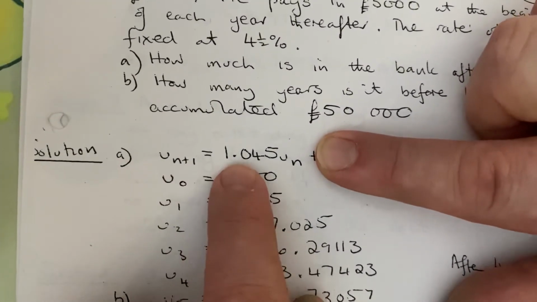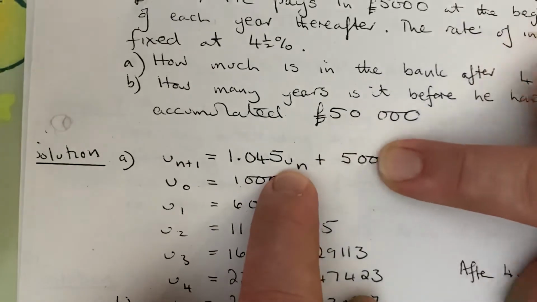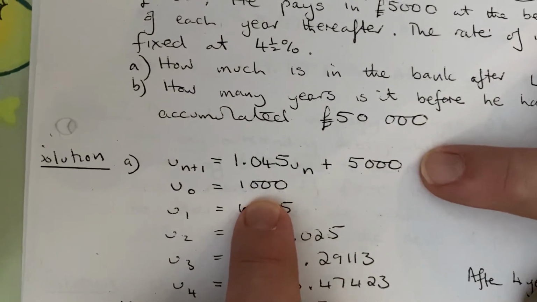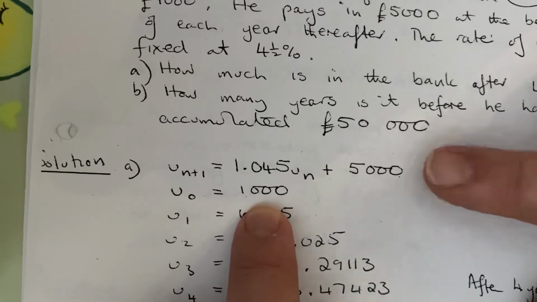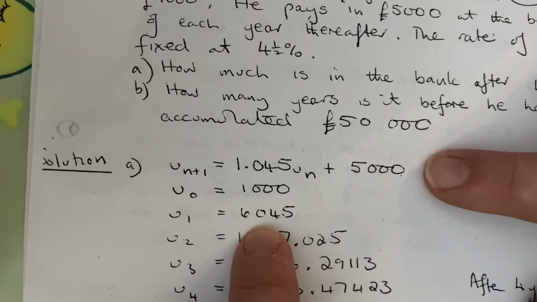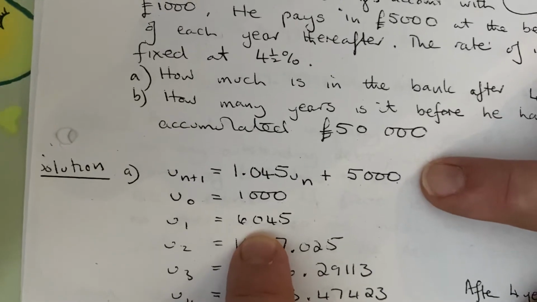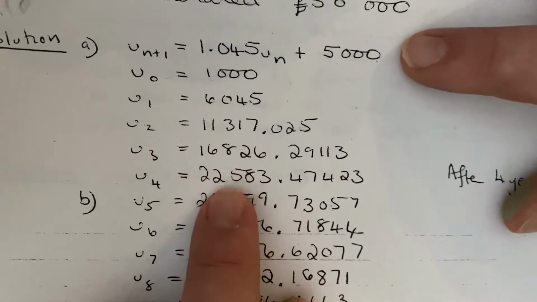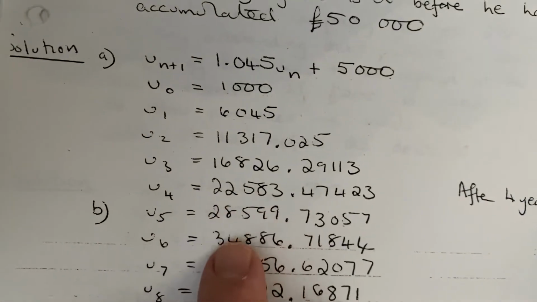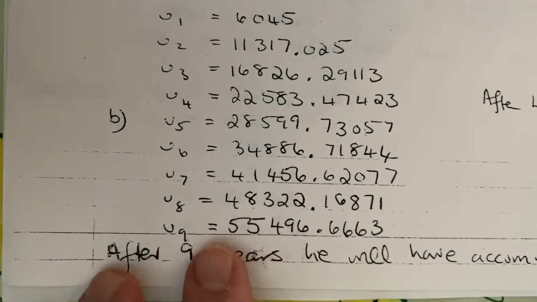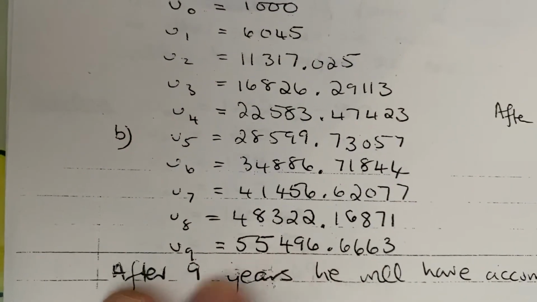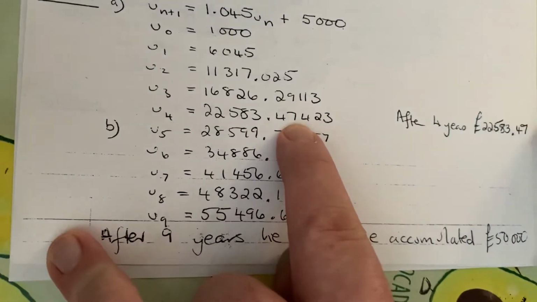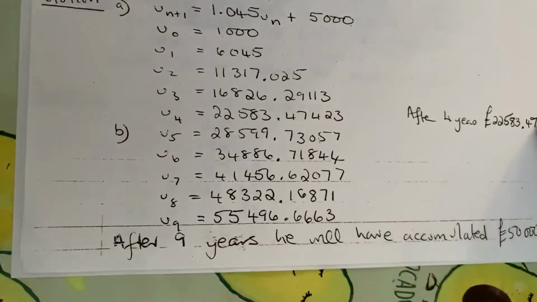Un+1 is 1.045 Un, but he's depositing £5,000, so plus another £5,000. So he initially starts with £1,000, so we do 1.045 times 1,000, get an answer plus 5,000 will give us 6,045. Then 1.045 times 6,045 plus 5,000 will give us that. And again, so it goes, we keep going, and the first time it goes over 50,000 is 9 years. So after 4 years, 22,583.47, and after 9 years it gets over 50,000.